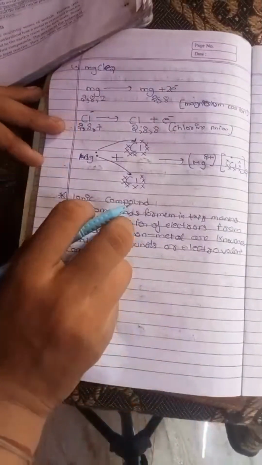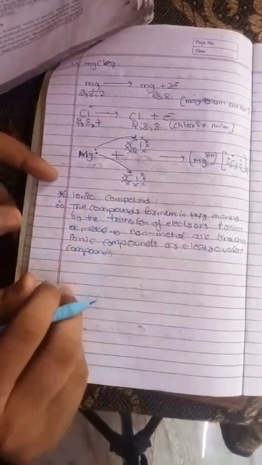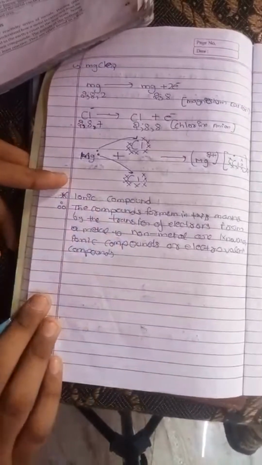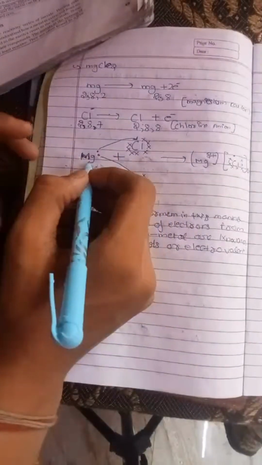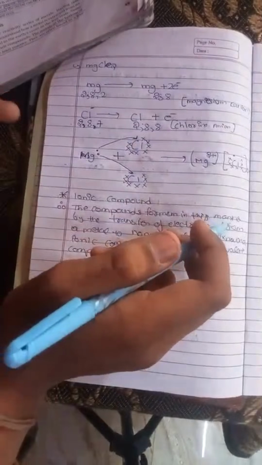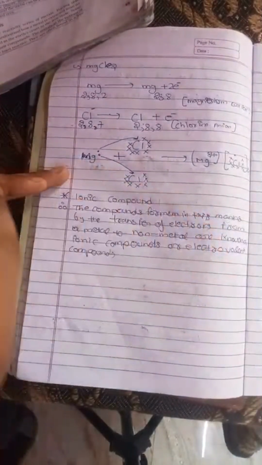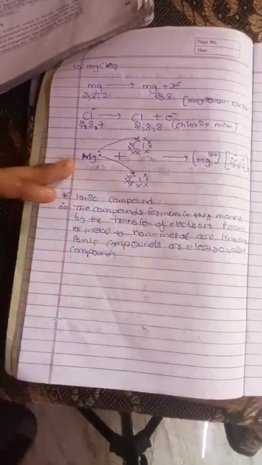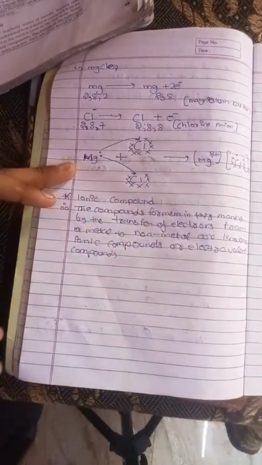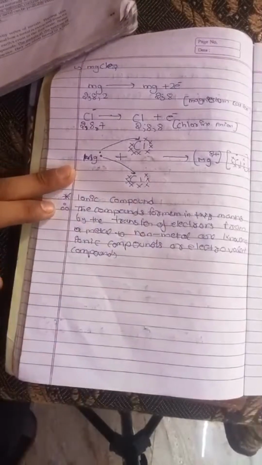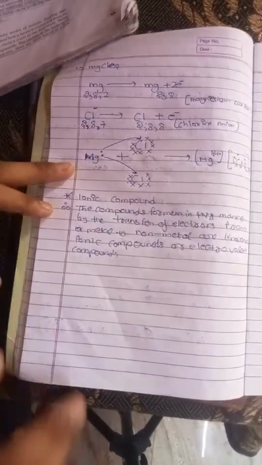So here we have the definition of ionic compound. What is meant by ionic compound? The compounds formed in this manner by the transfer of electrons. Any compound formed by the transfer of electrons from a metal to a non-metal is called an ionic compound. Metal is magnesium and non-metal is chlorine. The second name of this compound is electrovalent compound. Okay.